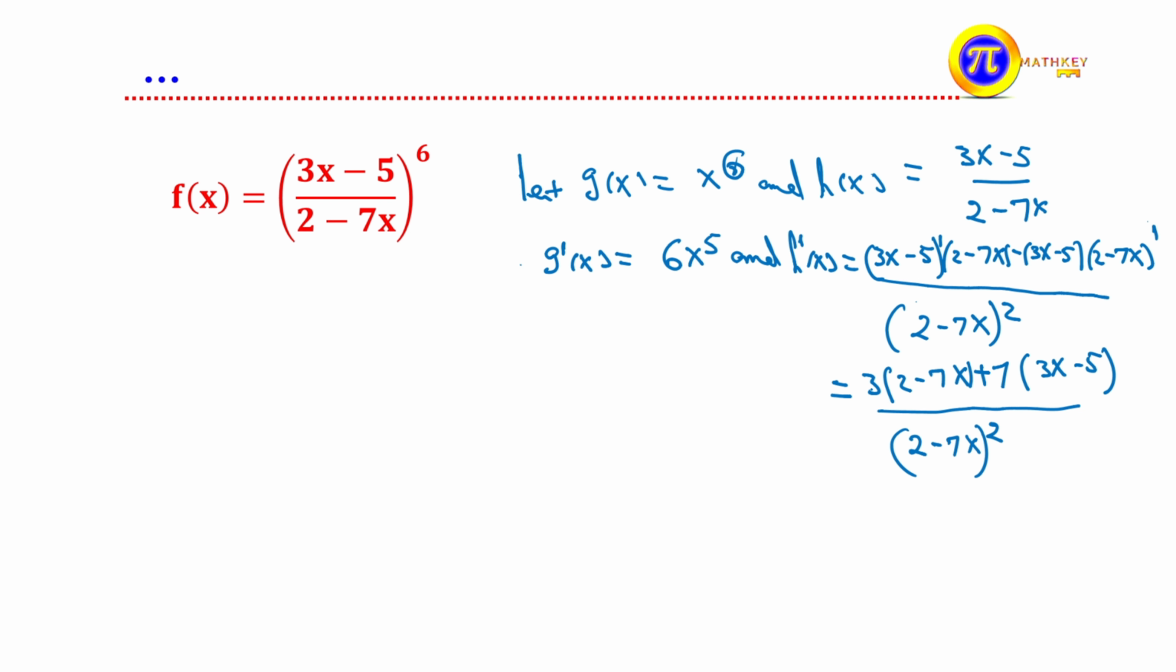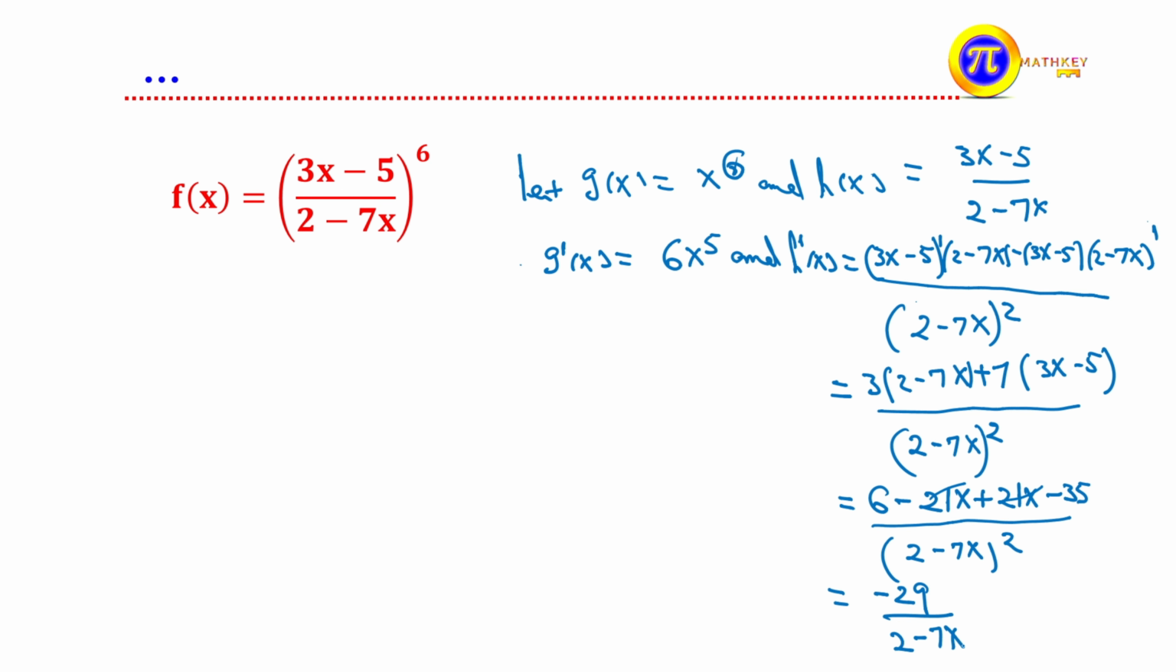Then distribute: 3 times 2 equals 6, minus 3 times negative 7x, that is 21x, plus 7 times 3x, that is 21x, minus 7 times 5, that is 35, divided by the whole 2 minus 7x squared. Here, 6 minus 21x plus 21x becomes 0, and 6 minus 35 equals negative 29, divided by 2 minus 7x the whole square. This is the derivative of h.